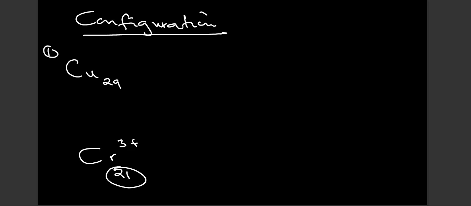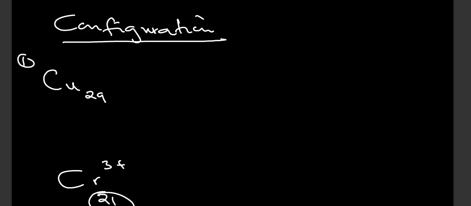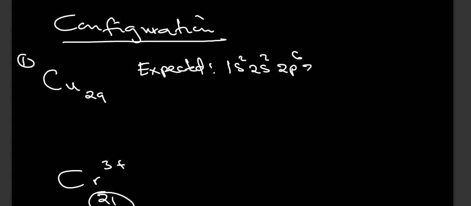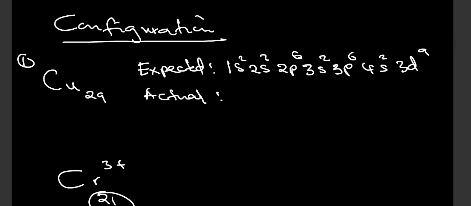Whenever they ask for the configuration of copper or chromium, you give them 2 types. So for copper, you give them the expected one, according to the formula: 1s2, then 2s2, then 2p6, then 3s2. So we just follow the formula. Then you have 3p6, 4s2, then 3d9. This is what we expect if we follow the formula. But the actual one, you have to give them both answers. No wonder you see that the person there was given only half a mark, because they didn't even write the actual and expected. They just wrote things.